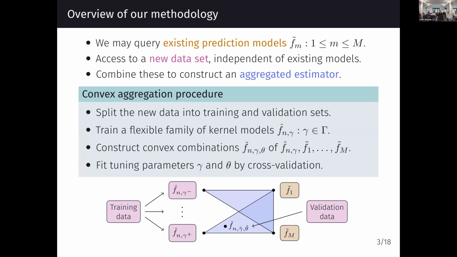And finally, we can fit these two tuning parameters. So gamma is just a tuning parameter for the kernel. This is a complexity parameter for a non-parametric estimator. And the parameter theta, which is the convex combination coefficient, tells you how much of the new data you're using versus how much of the old models you're using. So maybe this diagram explains the same thing. We take our data, and we split it into training and validation on the left and right. We use the training data to fit the kernel models. We construct convex combinations, that's the blue region between the kernel models and the external existing models. And then we use the validation data to pick out the best looking point in that set, just using likelihood cross-validation.